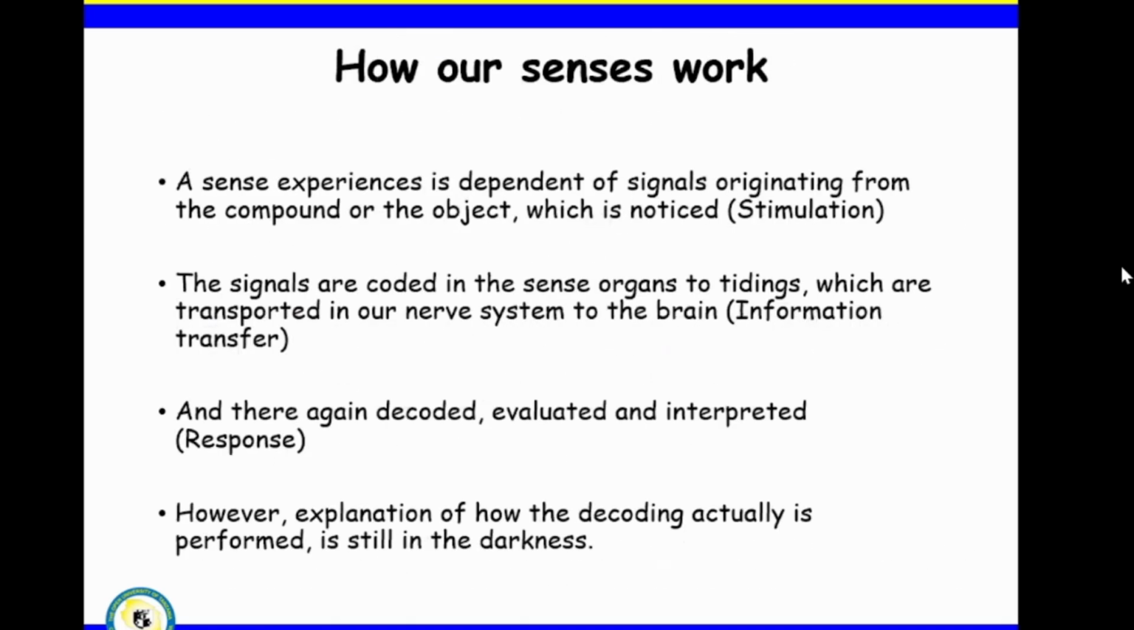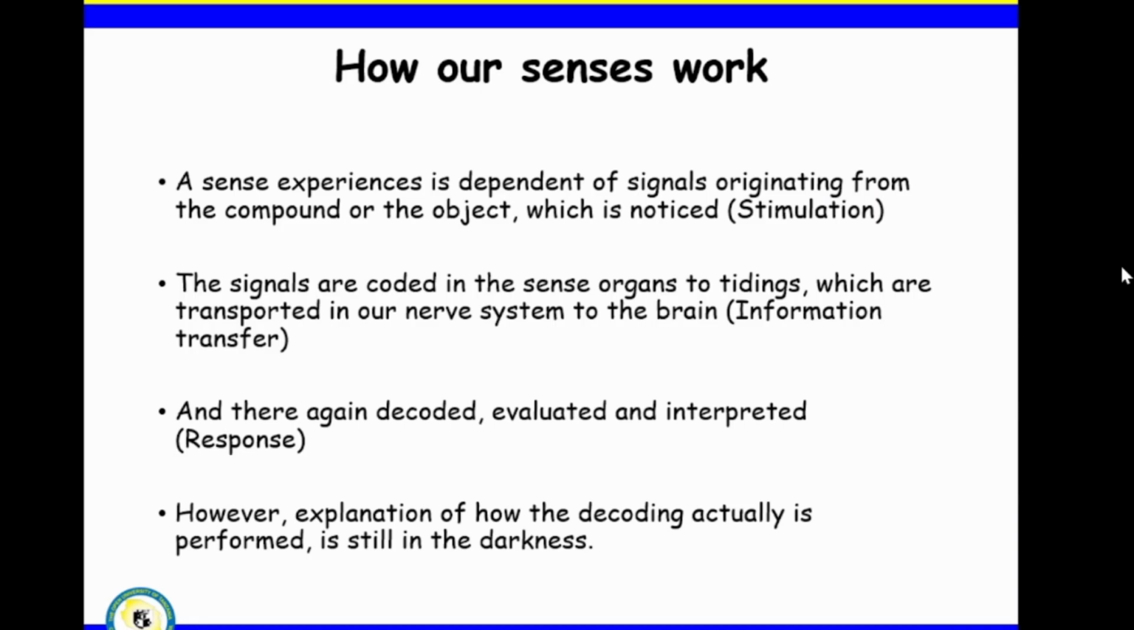So how our senses work. A sense experience is dependent on signals originating from the compound or the object which is noticed. And that is what we call stimulation. You need to see a certain object or compound or food, I can say, in order for you to be stimulated. Maybe it is the color of the juice or the package of the yogurt.